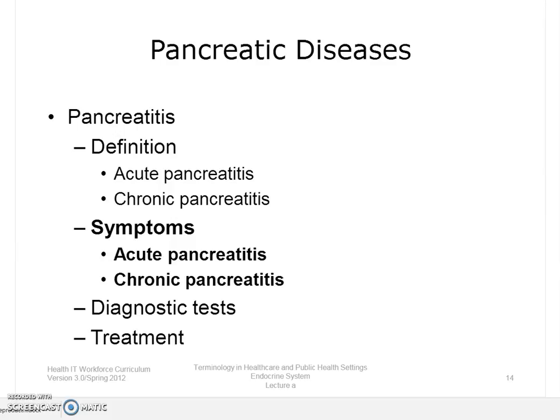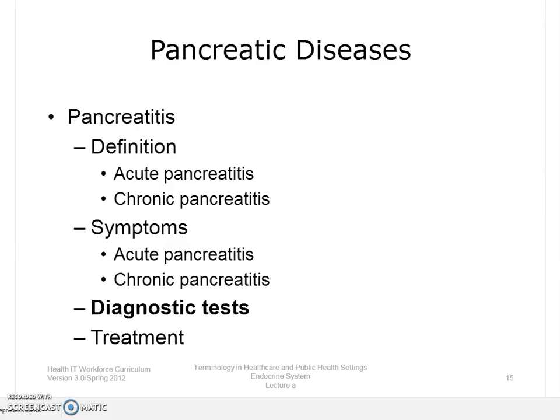fever, a rapid pulse. Symptoms for chronic pancreatitis include some of the same symptoms, but have additional ones also: nausea, vomiting, weight loss, diarrhea, and oily stools. A variety of procedures can be used to diagnose both chronic and acute pancreatitis. Examples include abdominal ultrasound, CT scan, endoscopic ultrasound, and MRI.